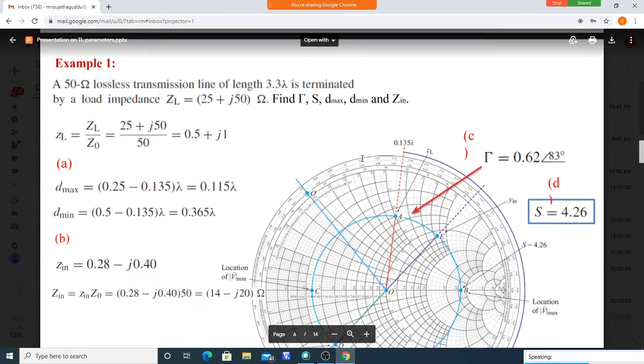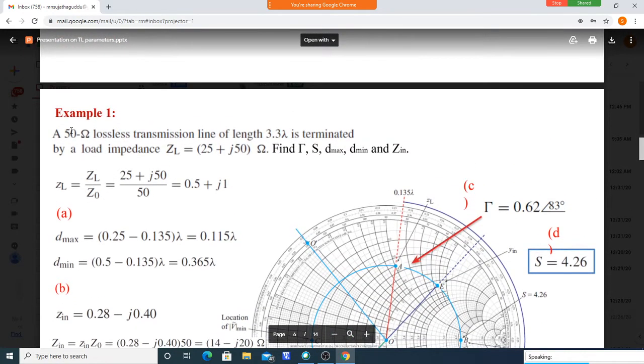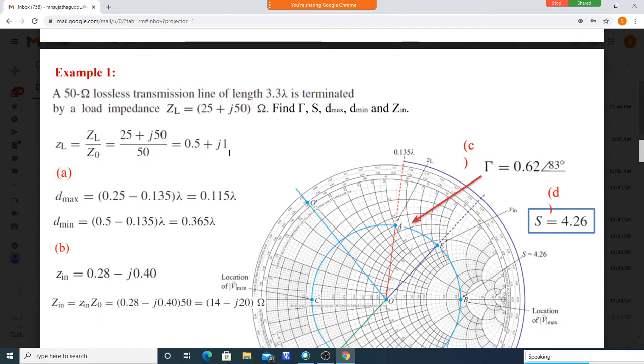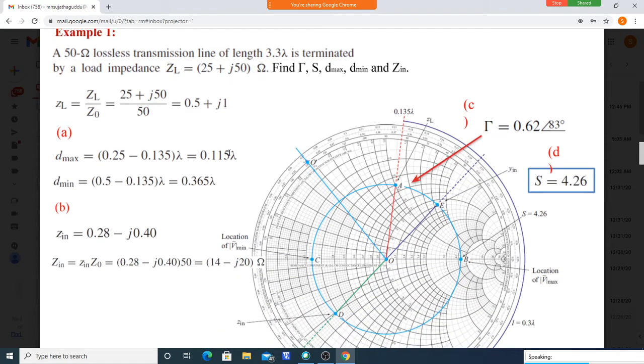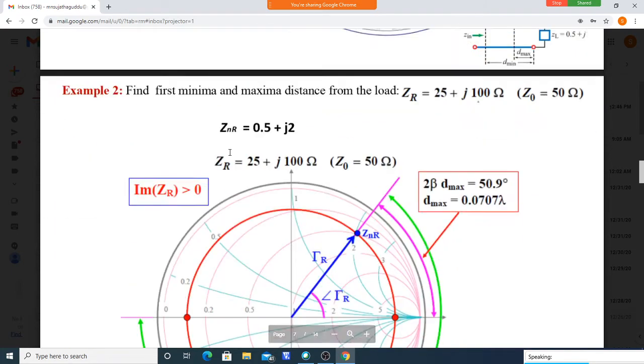One more problem we will see. Here the problem is: a 50 ohm lossless transmission line is terminated by a load impedance 25 plus 50. Here also we will get d maxima and d minima like this.